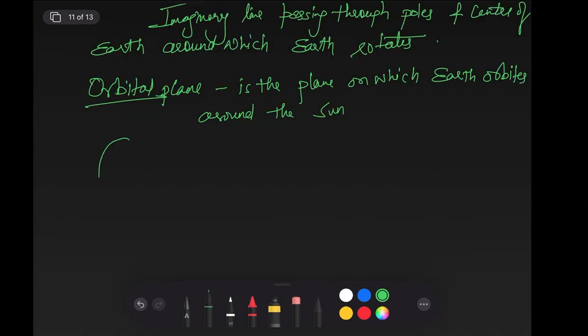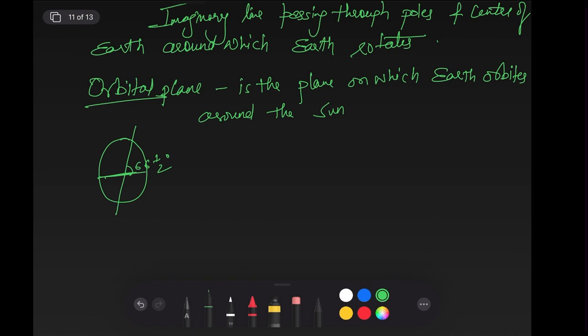As you know that Earth is tilted by 23.5 degrees on its axis. And this is the orbital plane on which Earth rotates. The angle between the axis of rotation and orbital plane is 66.5 degree. If it is not tilted at 23.5 degree, it will be 90 degree. But as you know, it is tilted, then the angle is 66.5 degree.